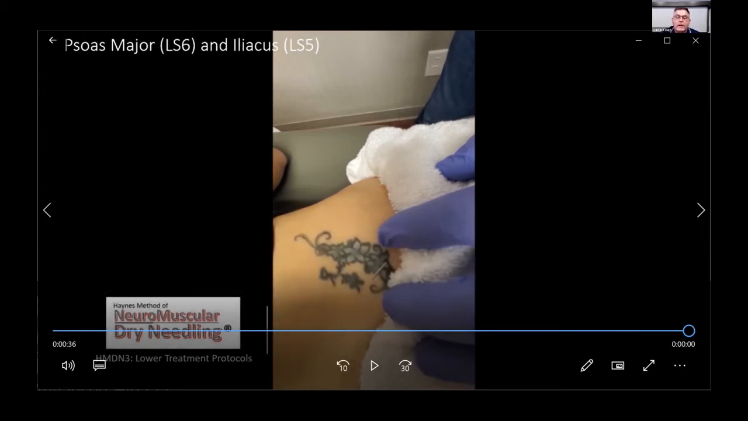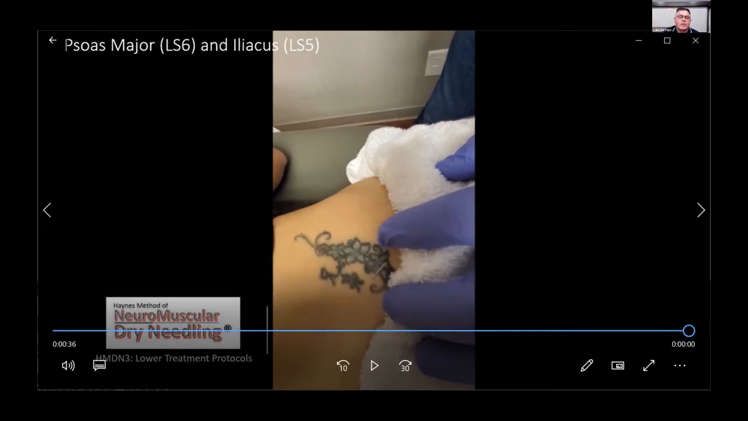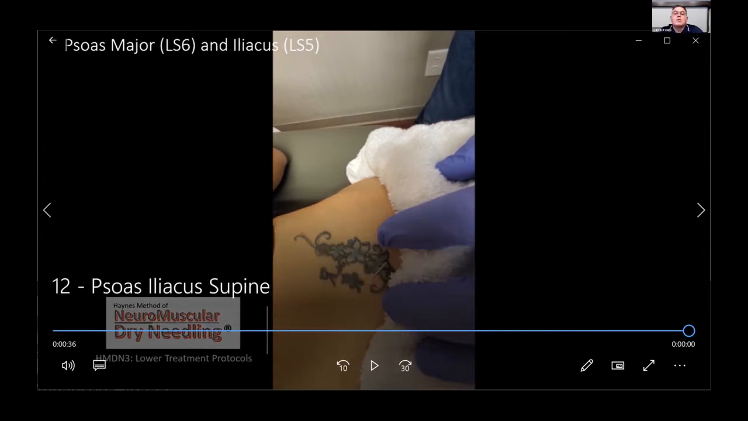Definitely a great way to treat that. If you can get it in sidelying, you may get a little bit more threading through that, but anytime we're dealing with iliacus, this anterior, supine approach is very good. You can get both muscles at one time.